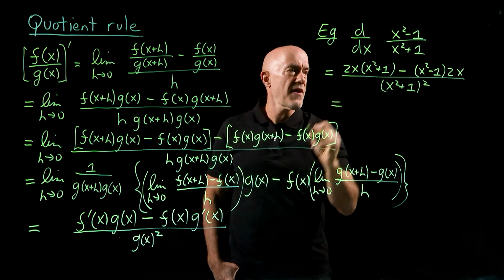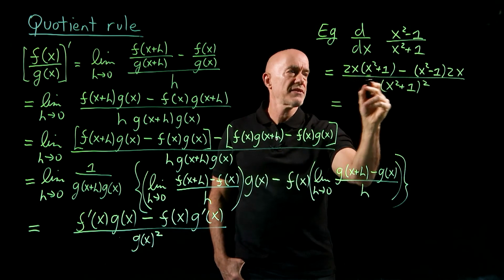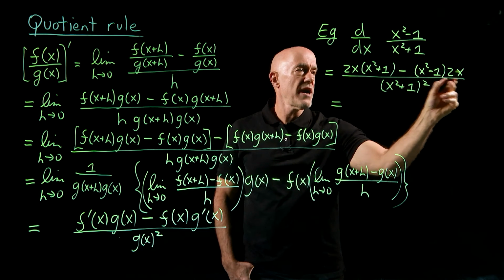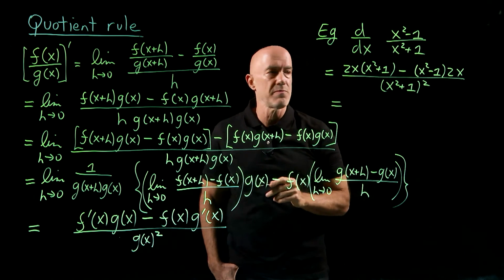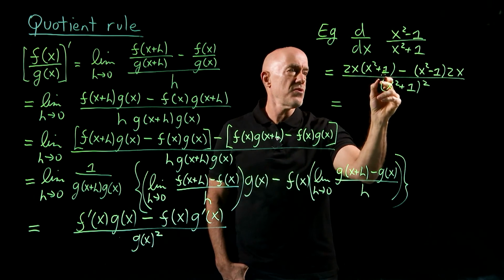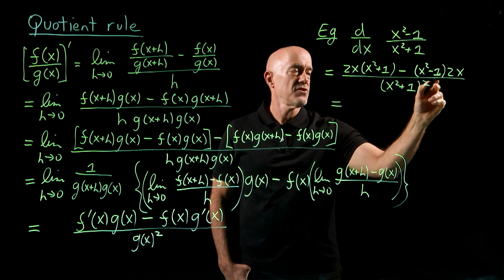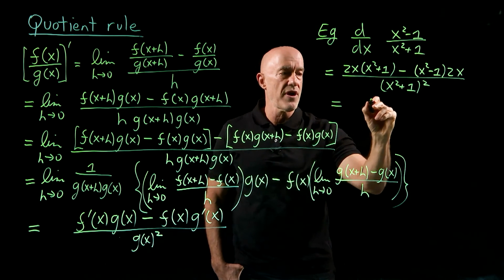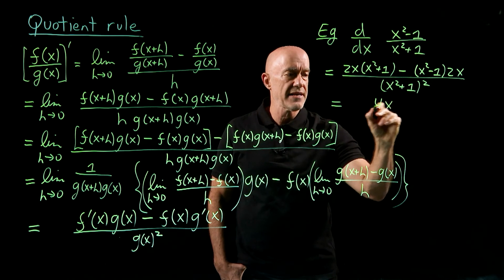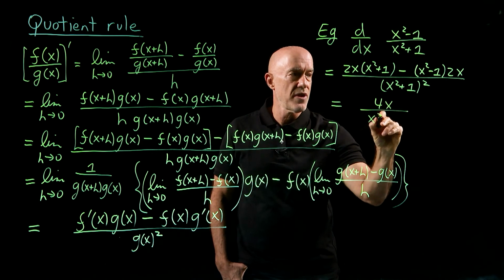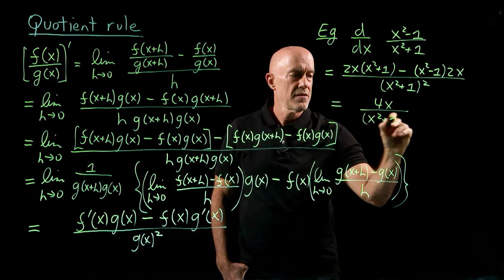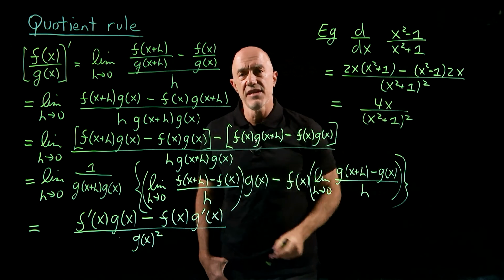And we can simplify this. So this is 2x cubed minus 2x cubed. So the x cubed term cancels. This is 2x minus 2x. So that becomes 4x. So this is 4x divided by x squared plus 1 squared. And that's the quotient rule.